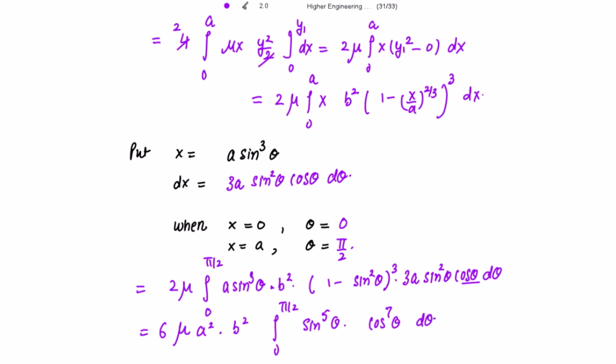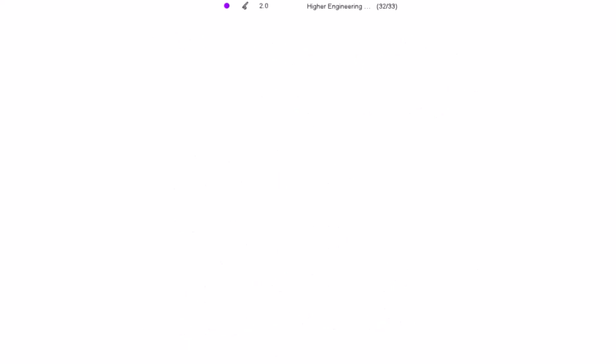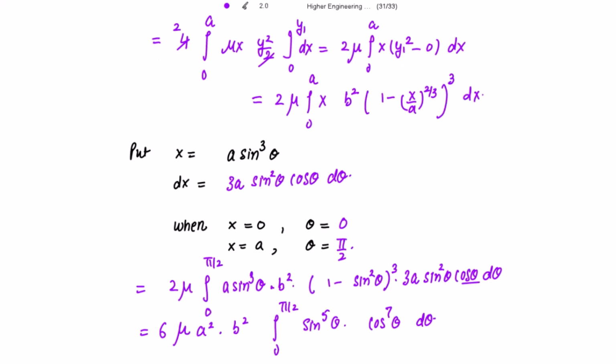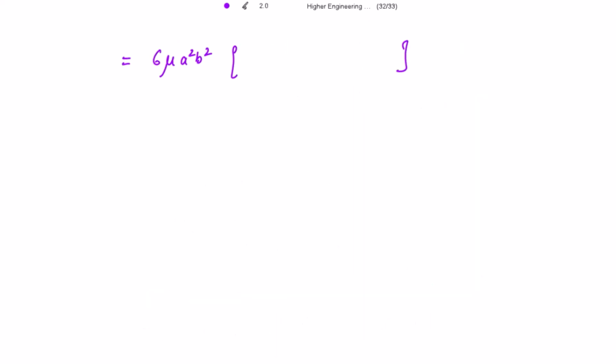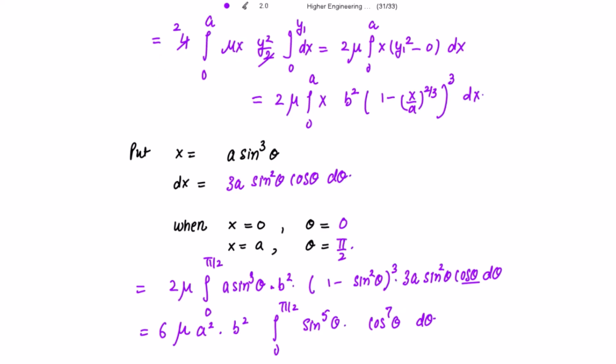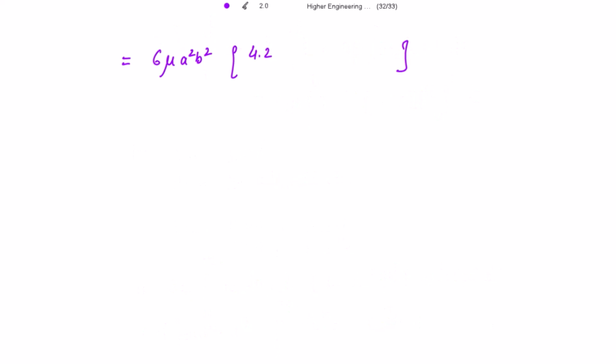And now I am going to use the reduction formula over here. So this is equal to 6 mu a square b square. What is the power for sine? It is 5. A very easy way to understand: if the power is 5, just write all the even numbers before 5, that is 4 into 2. Multiply all the even numbers, right? Okay. The power for cos is 7. Just multiply all the even numbers before 7, that is 6, 4, 2. That's it.